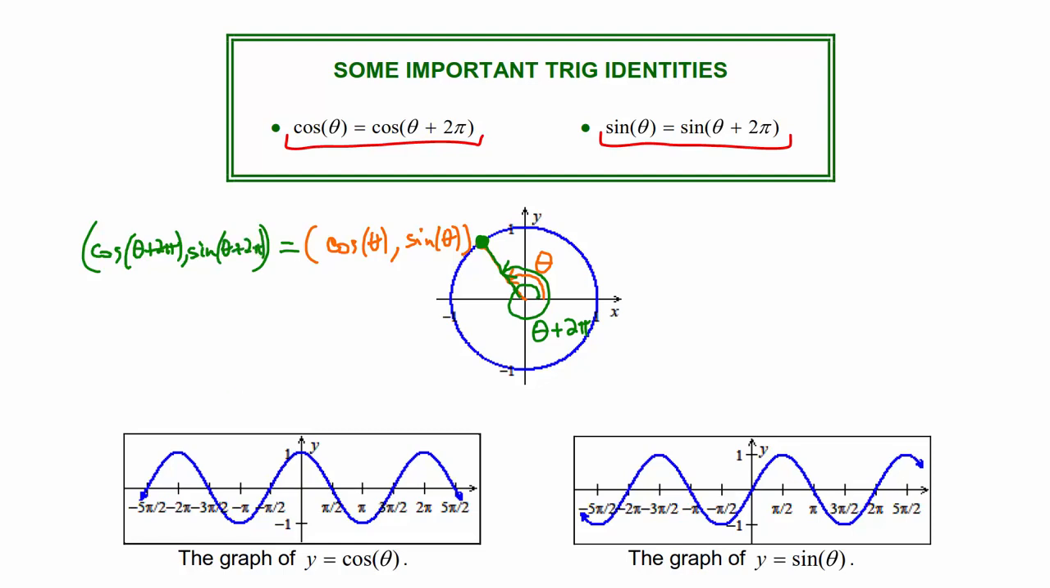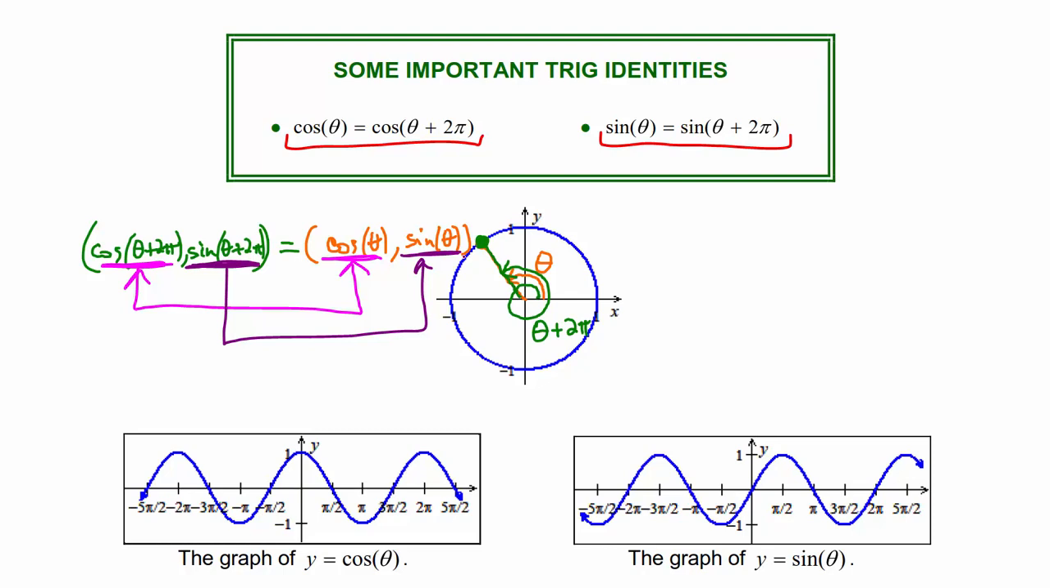And we can see that this means that cosine of theta plus 2 pi and cosine of theta must be equal, and the sine of theta plus 2 pi and the sine of theta must be equal. And so in that way we can justify these identities.